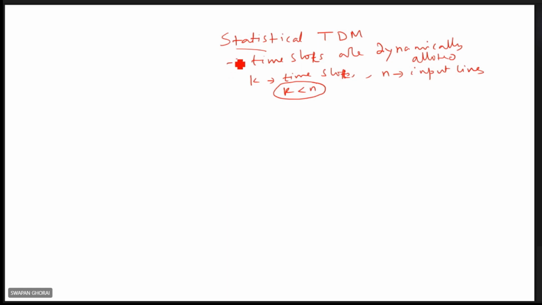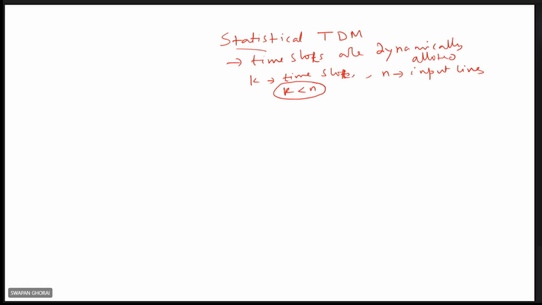So what are the things considered in statistical TDMs? In statistical TDMs, there are no reserved time slots, which is what we have in synchronous TDMs. In synchronous TDMs, reserved time slots are there for each input line, whether that line is transmitting data or not. So if a particular input line is not transmitting data, then since the time slot is reserved, there will simply be a wastage of resources, right? But that problem can be overcome in statistical TDMs.